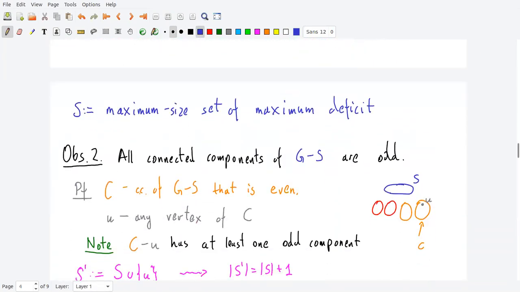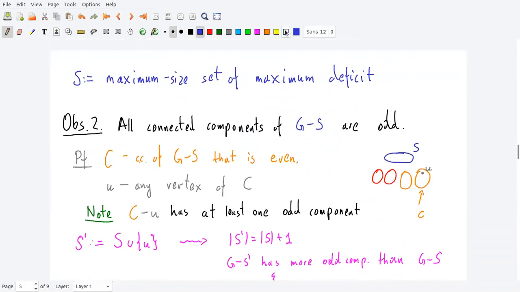Good, but the main bulk of the proof will be about analyzing the structure around the following set of vertices. So this is a definition that will be with us for the next few minutes. Let S be the maximum size set of maximum deficit. So I'm looking at all the subsets of vertices. I'm taking the one that has the maximum possible deficit, this def of S, which is the number of odd components minus the size of S. And among those, I take the one that has the maximum possible size. I would like to understand the properties of the set and ultimately understand the structure of how the graph revolves around this set.